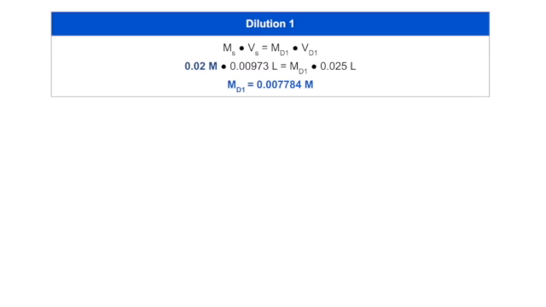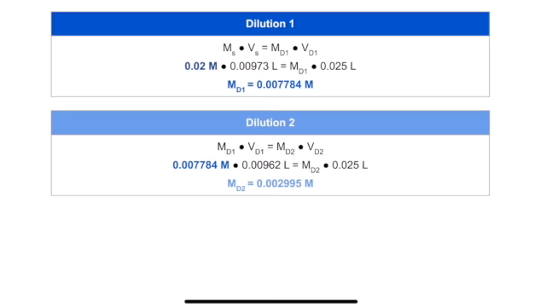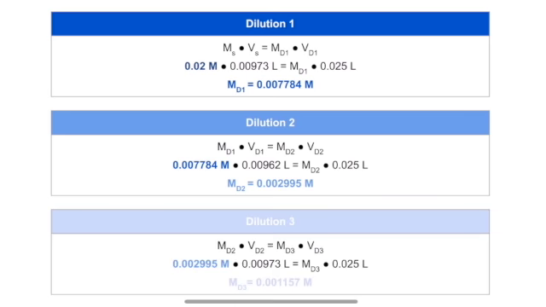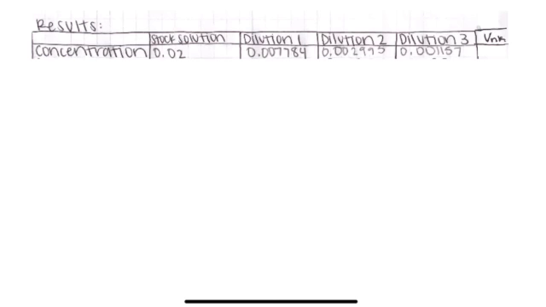We then used this value in the same steps to calculate the molarity of dilution 2, and then used the molarity of dilution 2 to calculate the molarity of dilution 3. We then collected these molarities onto a table and took our stock solution, dilution, and unknown cuvettes to the spectrophotometer, giving us these absorbance values.